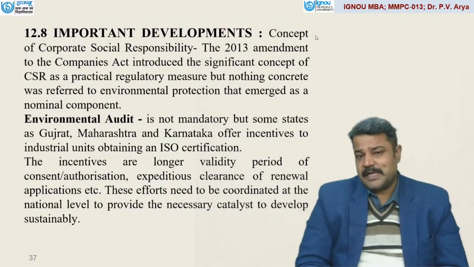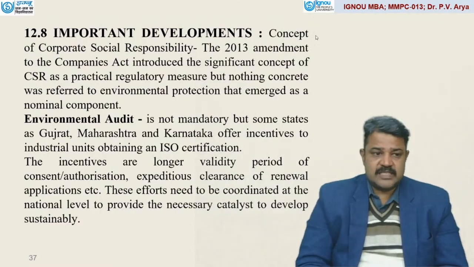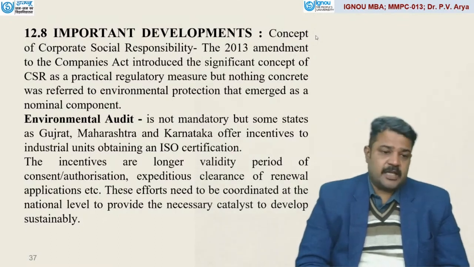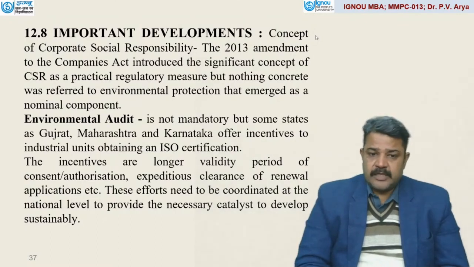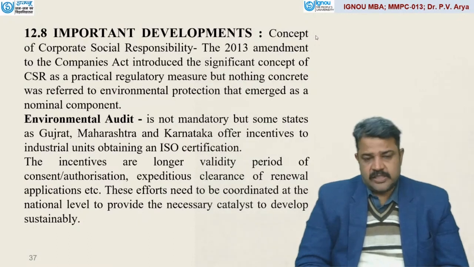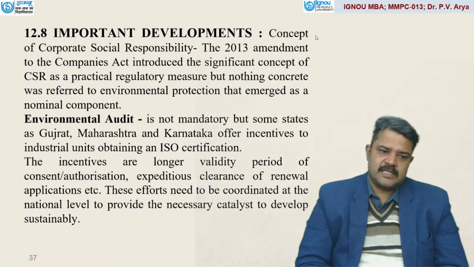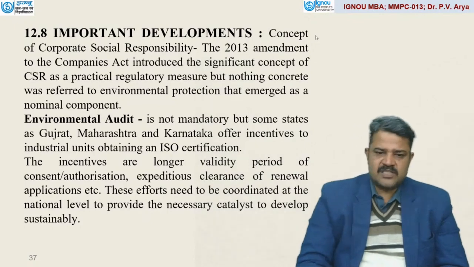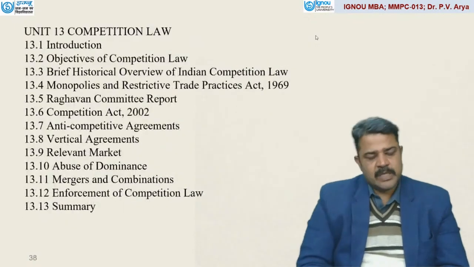Then there are certain important developments as well, like environmental audit. Well, it is mandatory, but some states such as Gujarat, Maharashtra, Karnataka offer incentives to industrial units obtaining an ISO certification in the environment category. The incentives are a longer validity period for the consent, authorization, expeditious clearance for renewal plans, applications, etc. Well, these efforts need to be coordinated at the national level to provide the necessary catalyst to develop sustainability.